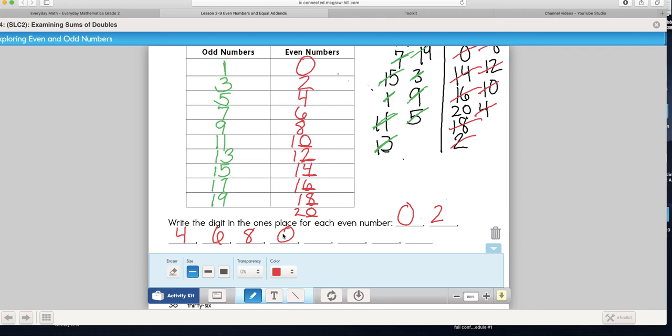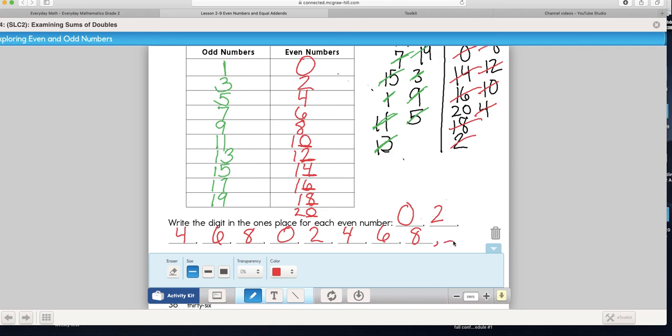What number is in the ones place for the number 12, Kaden? Look at the number 12, Kaden. What number is in the ones place for the number 12? A 2, right. What number is in the ones place for the number 14, Tim? 4. Good. What number is in the ones place for the number 16, Jake? 6. What number is in the ones place for the number 18, Derek? 8.